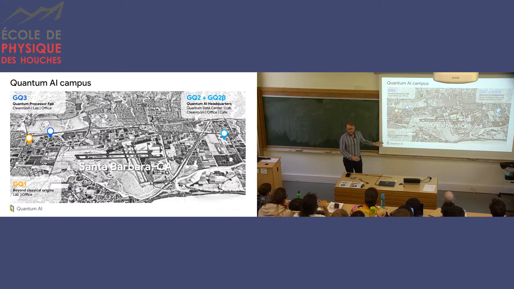Then over the course of the pandemic, we actually opened two new offices, which are already starting to fill out with people. We've opened a processor fabrication lab in around the same area. And then also, if you come over here, you have our Quantum AI headquarters, which is still in downtown Goleta, mainly. And then the University of Santa Barbara is actually over here.